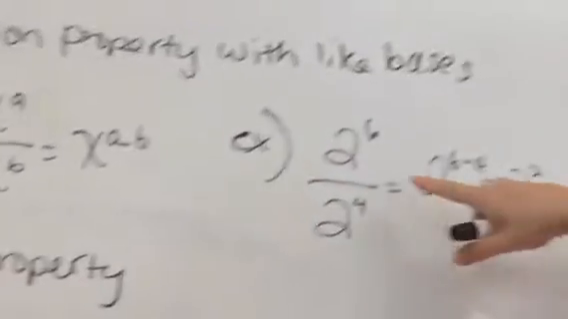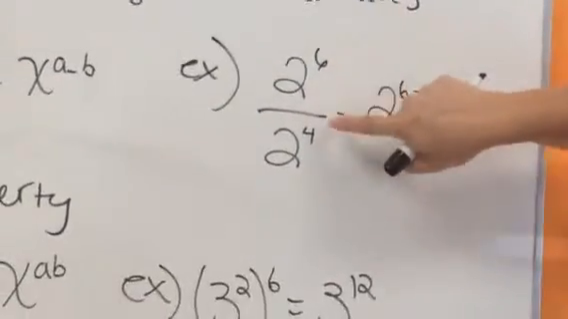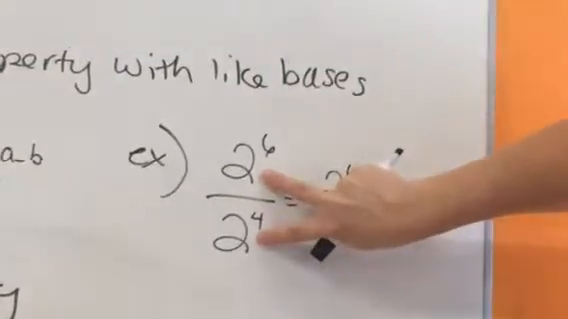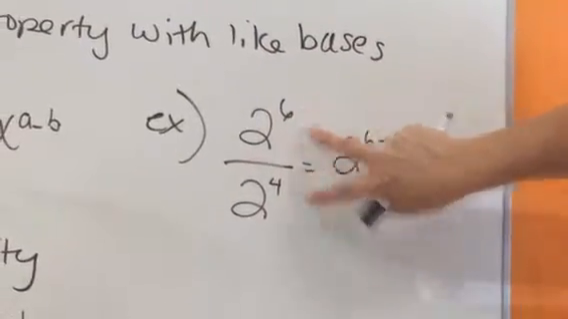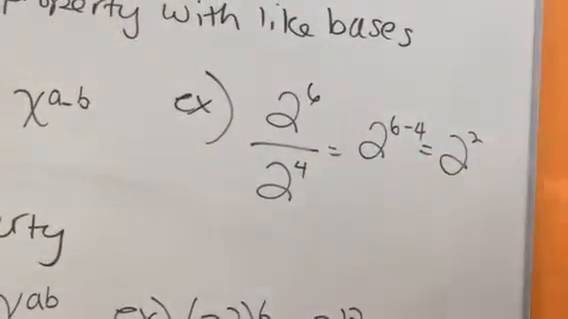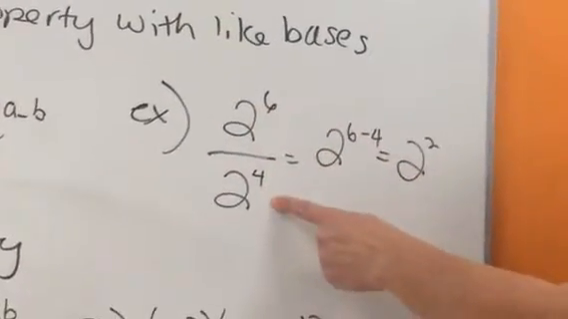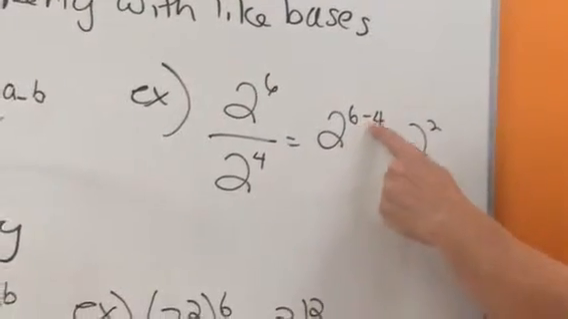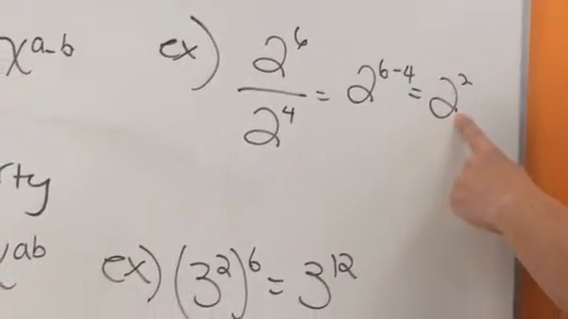What does that mean with numbers? 2 to the 6 divided by 2 to the 4. You've got like bases. You've got 2 exponents. So all you do is take the numerator exponent and subtract the denominator one. 2 to the 6 over 2 to the 4 just equals 2 to the 6 minus 4, which equals 2 to the 2.